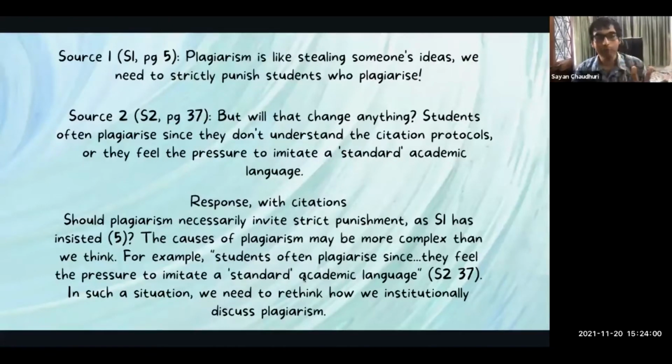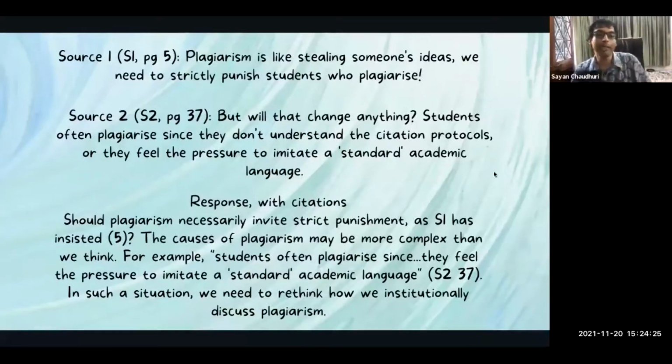So let's imagine that source 1 is written, let's say the surname of source 1 is S1. And suppose it's written on page 5 of some book or some paper, right? Source 2 is named S2, and it's page 37. Now I have tried to put it in my response where I've also cited it, right?